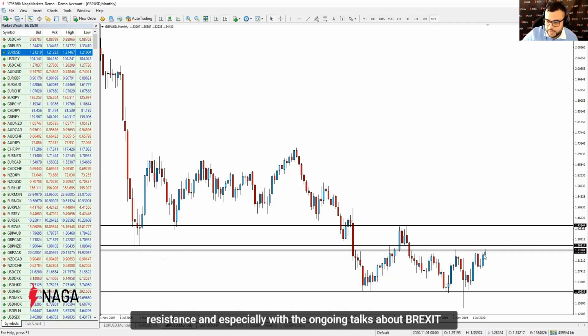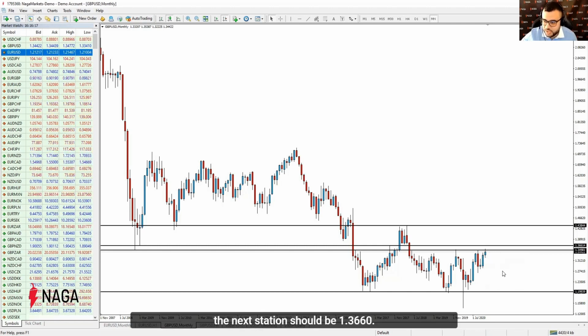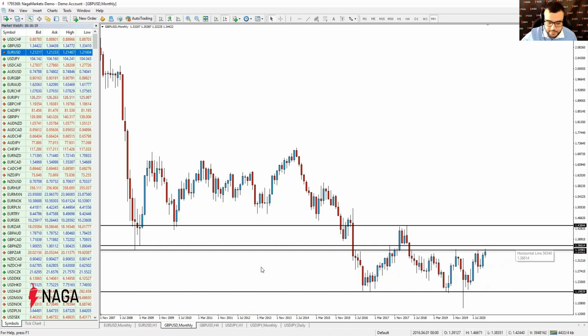likely to become resistance. And especially with the ongoing talks about Brexit deal. So the pound will be more volatile than the euro, but I still believe that the same price path will be for the pound as well. So we expect more upside, especially with the break of 135, 135 and a half. The next station should be 136.60.